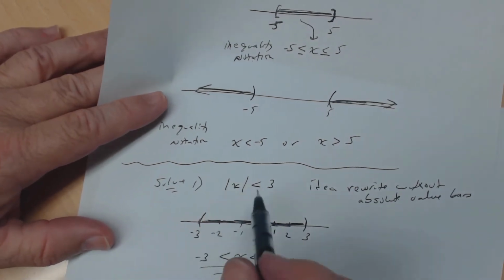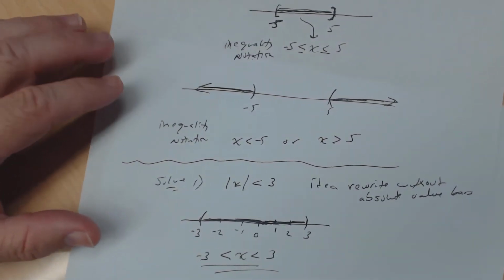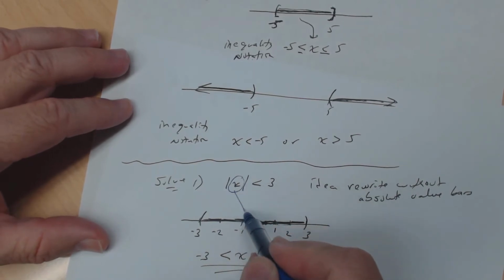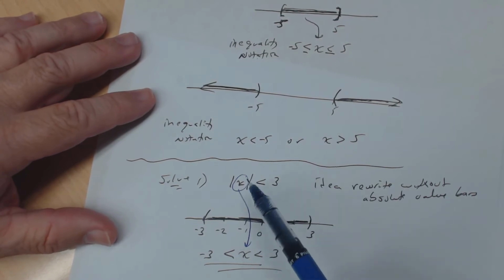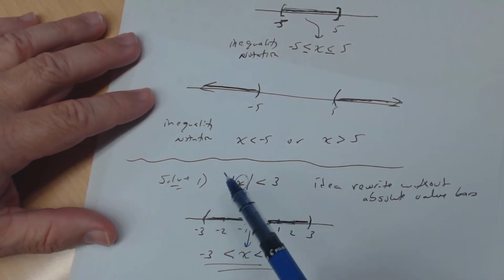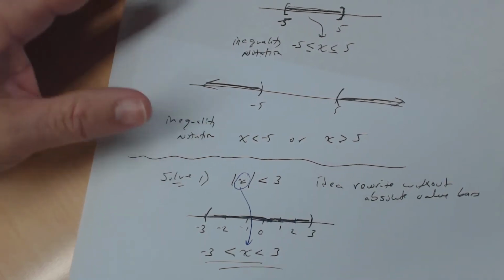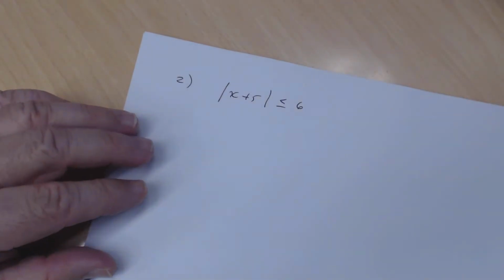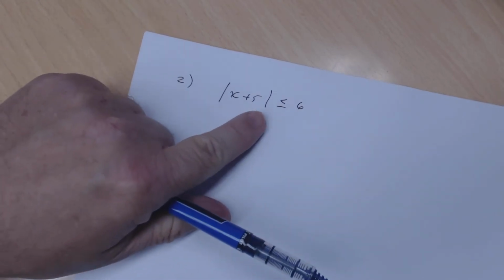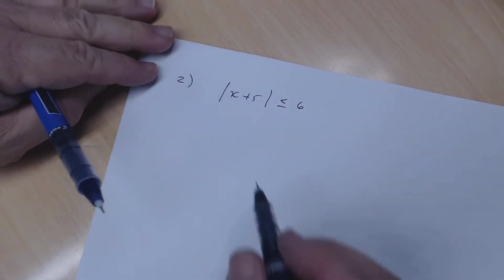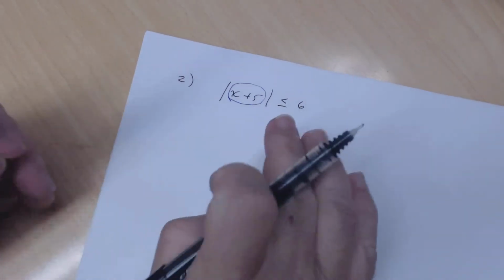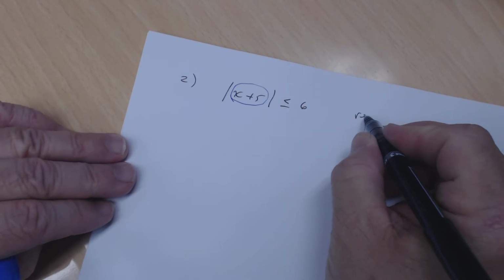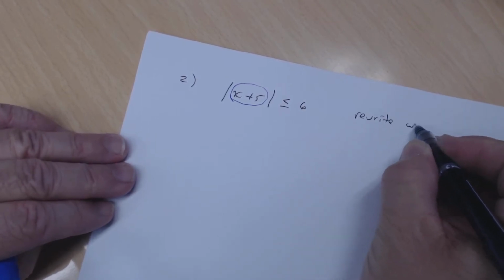So this expression right here goes in the middle. And so you'll say x has to be less than 3, and at the same time, it has to be bigger than a negative 3. You just take the opposite of this number. So based on what we just talked about, notice absolute value less than, you're going to take this expression here, because remember the idea is to remove the absolute value bars. Rewrite without absolute value bars.